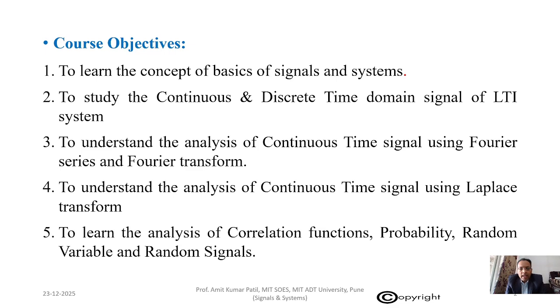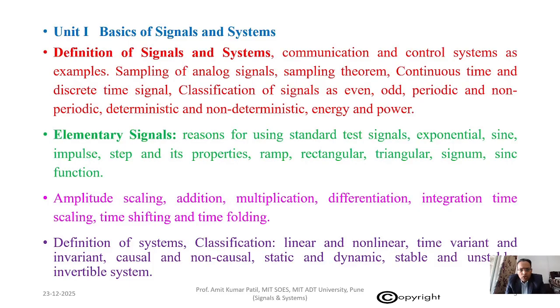Third is to understand the analysis of continuous time signals using Fourier series and Fourier transform. Fourth is to understand the analysis of continuous time signals using Laplace transform. And fifth is to learn the analysis of correlation functions, probability, random variables, and random signals. So unit number 1 is basics of signals and systems.